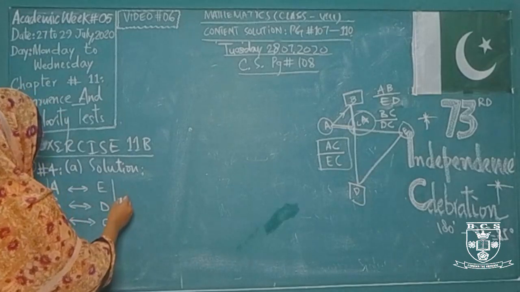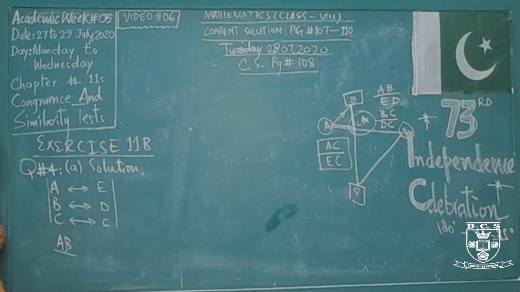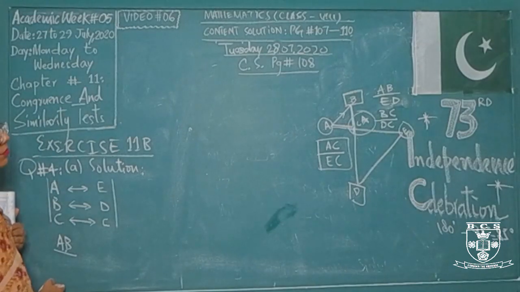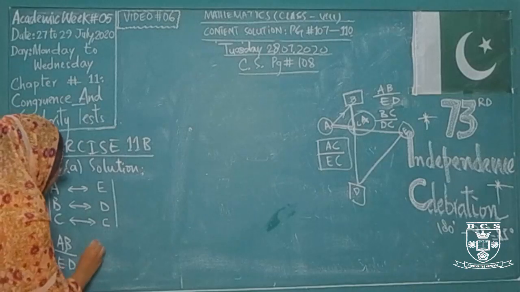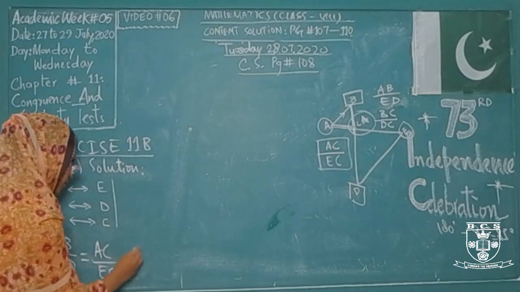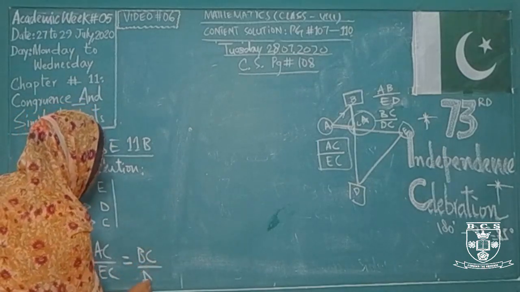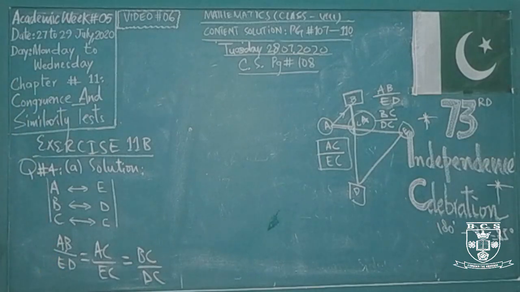Fraction, here we will mention first of all, what we made with the help of the diagram: AB over ED, then AC over EC, then side BC over side DC. So according to the diagram, they all are similar.